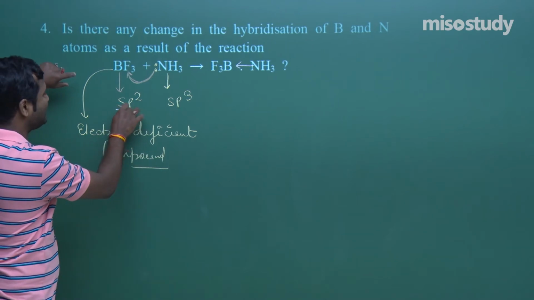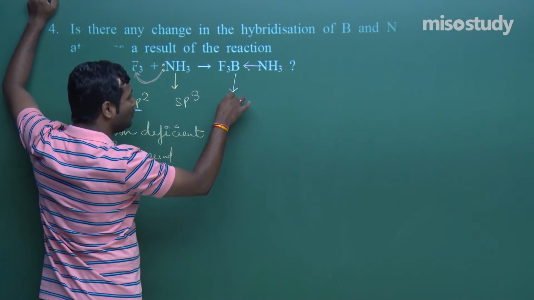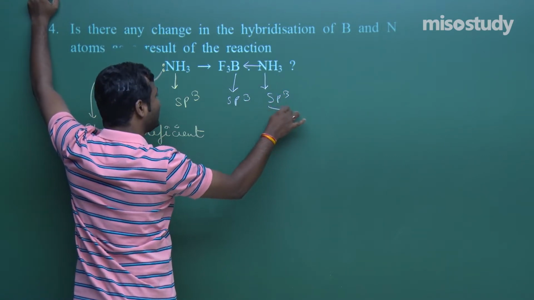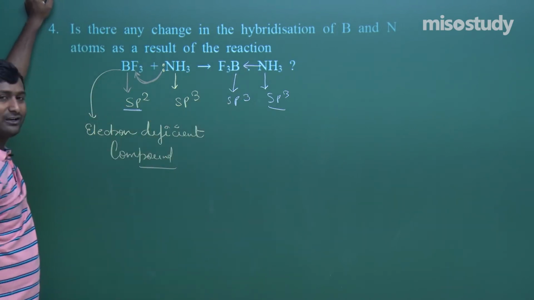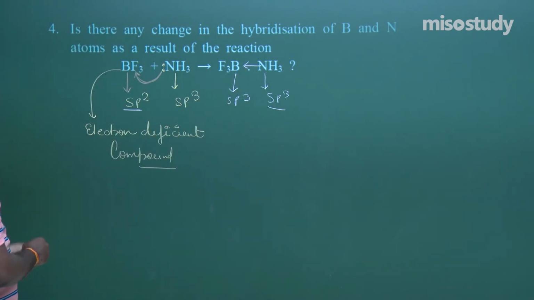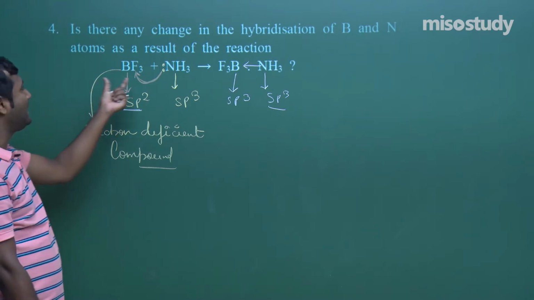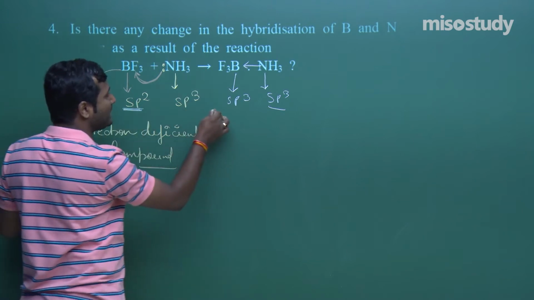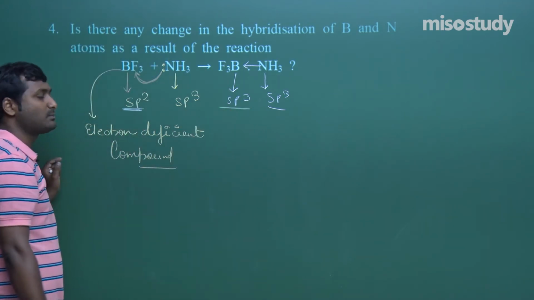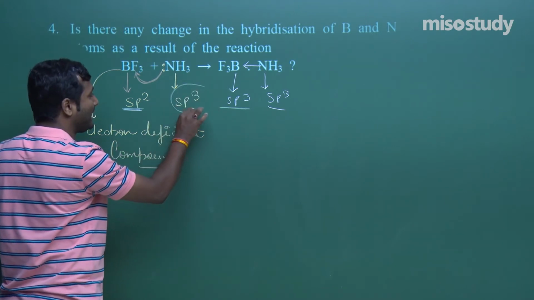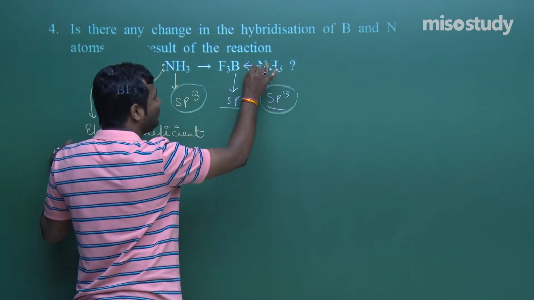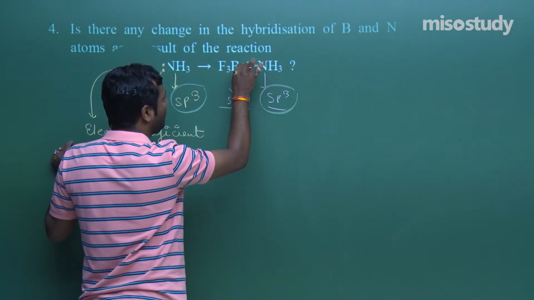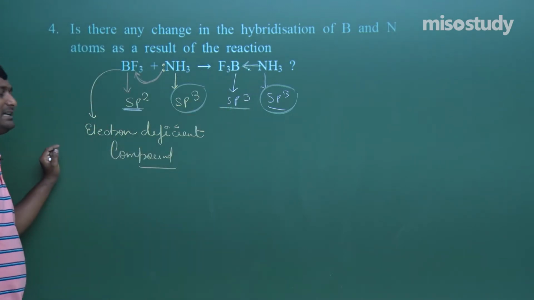So the hybridization of B in BF3 changes to sp3. But the N in NH3 will have the same hybridization because it does not lose, just shares the electron. So what will we say? When BF3 and NH3 combine, the hybridization of B changes from sp2 to sp3, but the hybridization of N remains the same. Why does this hybridization change? Due to the involvement of a new bond, that is the coordinate linkage.